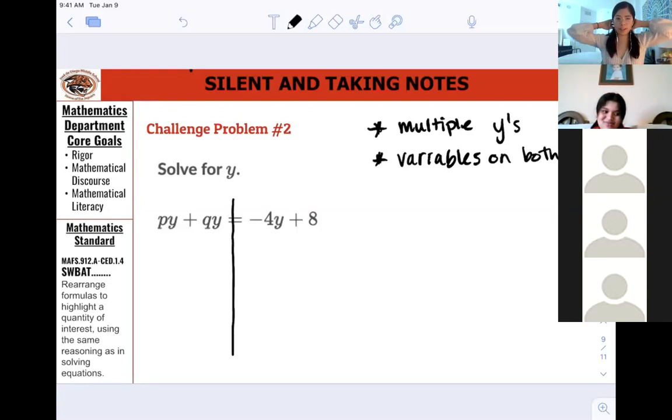Okay, it's crazy. It's all over the place. So we're going to start off with, before I do the backwards distribution like I did before, I want to make sure they're all on the same side in order to do that. So to get them all to the same side, what should I do first? Think about your inverse operation. If I want to get my y's all to the left.